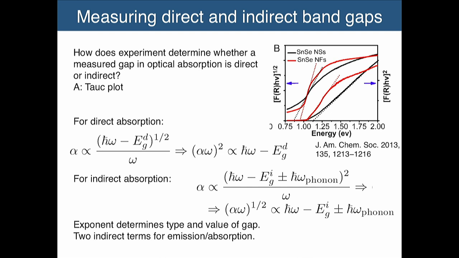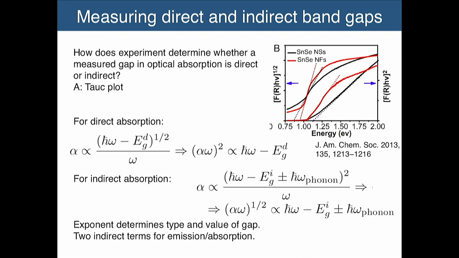So if you look at absorption very near the band edge, you will find that for direct absorption, the absorption coefficient is proportional to photon energy minus the band gap to the 1/2 power. This is basically the density of states, right? And divided by omega. So what experimentalists do is they measure the absorption coefficient, multiply by omega, and then take the square of the whole thing. And the answer is you get a linear relationship with respect to the photon energy. So if you plot alpha omega squared versus h bar omega, you should get a straight line. Okay, and here's an example here.